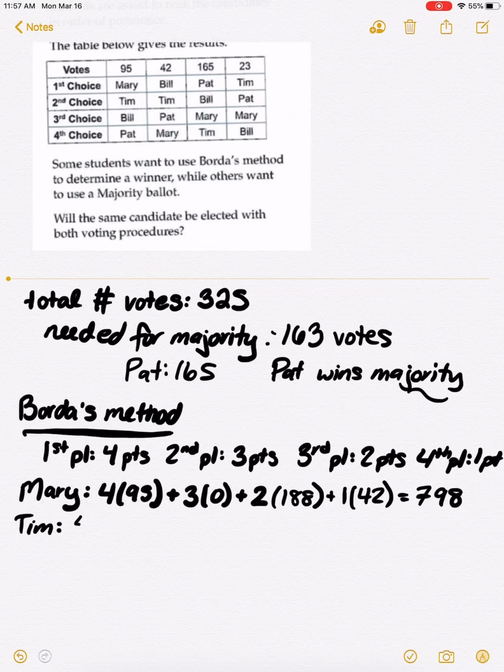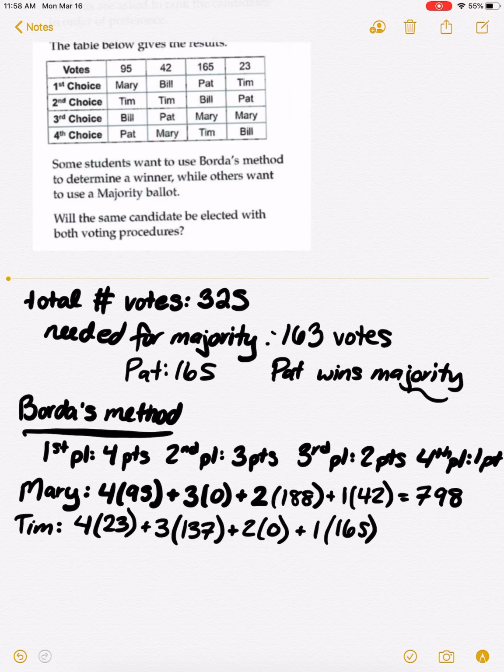Next we'll do Tim. Tim has 23 first place votes. For second place votes, there's the 95 plus the 42, so that's 137 second place votes. Tim does not have any third place votes. And for fourth place votes, he has 165. We add that up, and the grand total is 668.